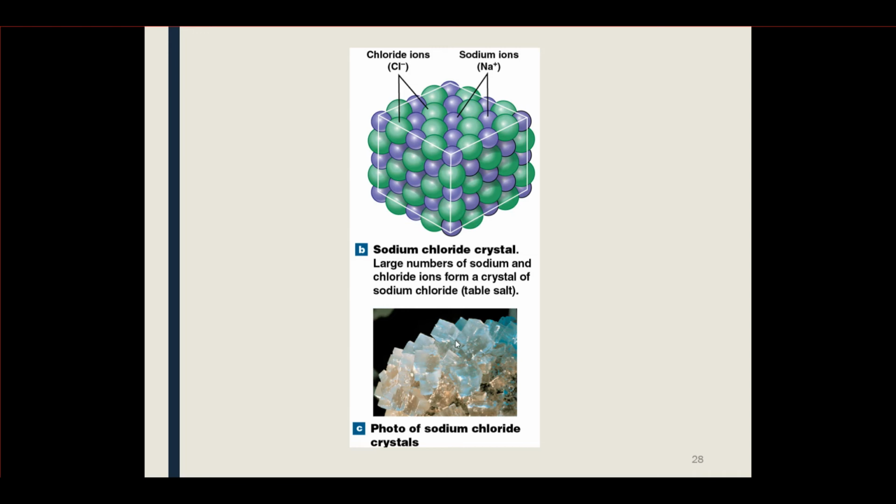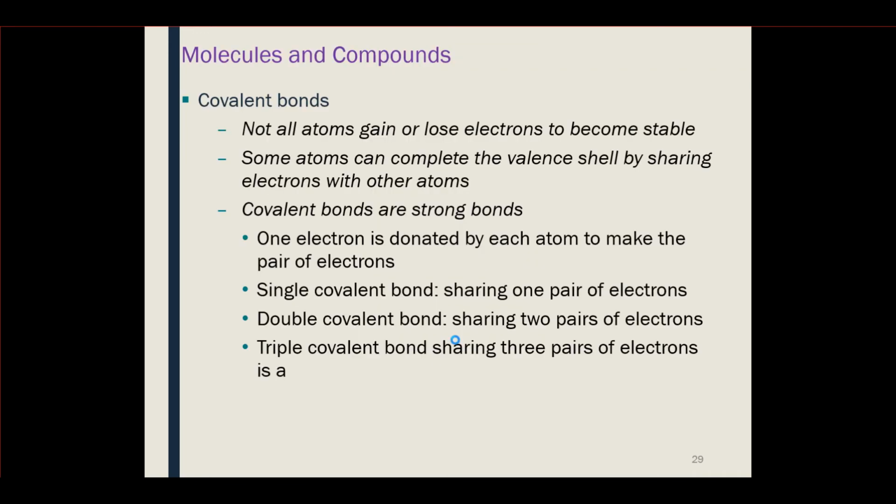Again, the main rule with ionic bonding is that we're going to get ions. One's going to be positive, one's going to be negative. The positive charge of one ion is going to be attracted to the negative charge of the other ion.